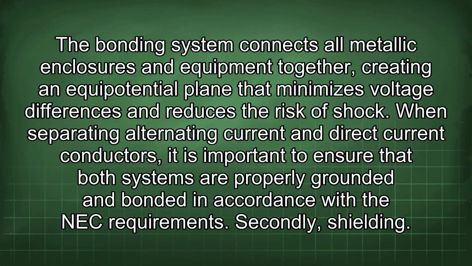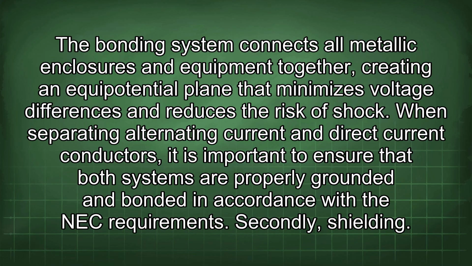The bonding system connects all metallic enclosures and equipment together, creating an equipotential plane that minimizes voltage differences and reduces the risk of shock. When separating alternating current and direct current conductors, it is important to ensure that both systems are properly grounded and bonded in accordance with the NEC requirements.